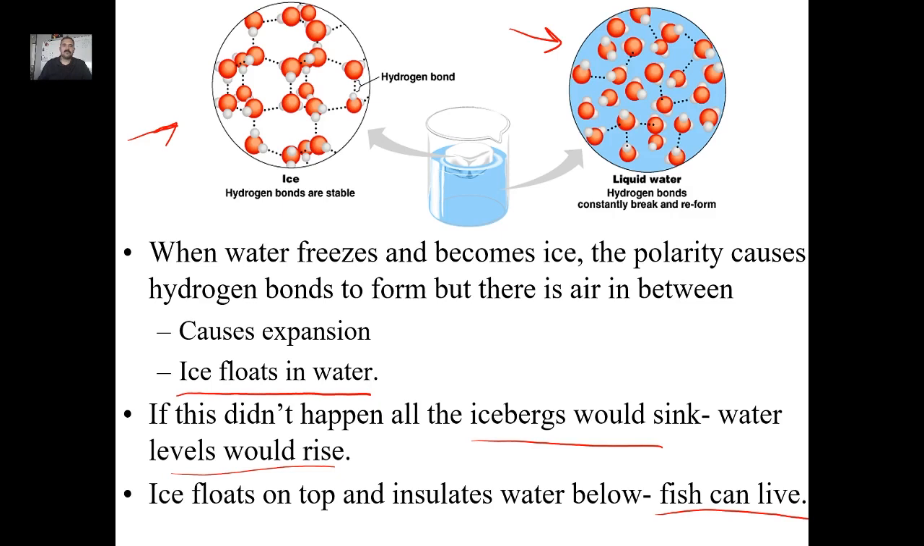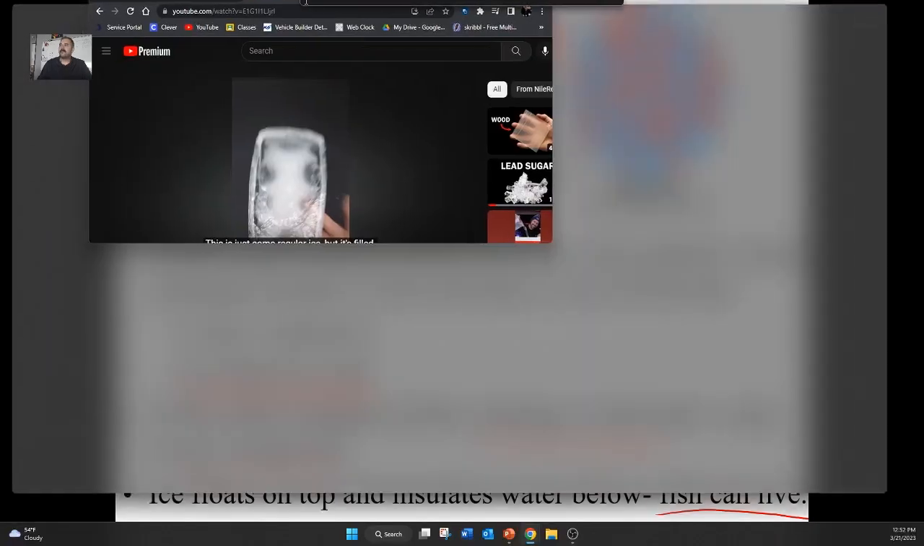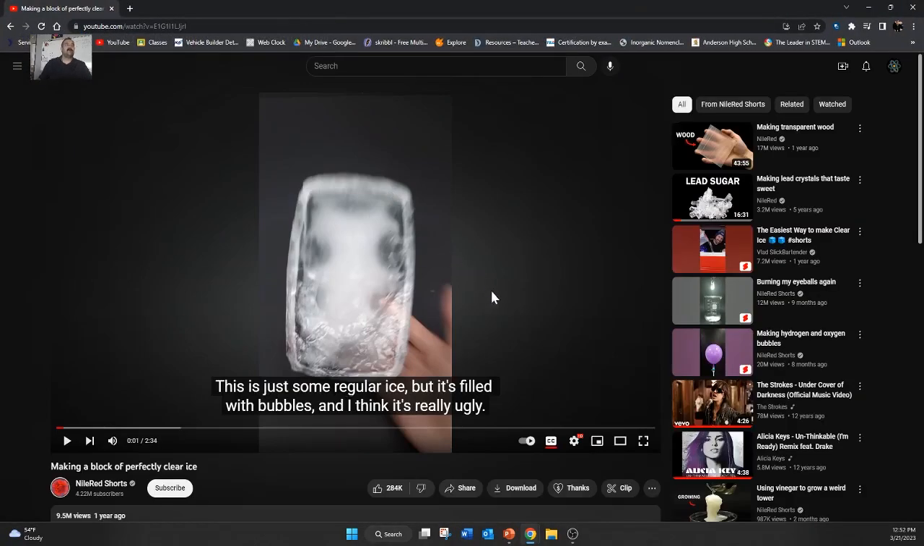All right, so this video, it's really short. Let's go ahead and watch it real quick. So this is a video on how to create not foggy ice. This is the ice that they're going to use for drinks. It doesn't have the gases that are going to change the flavor of whatever it is you're drinking. So this ice is really expensive. If you're a big baller, you want clear ice. So let's watch this real quick.